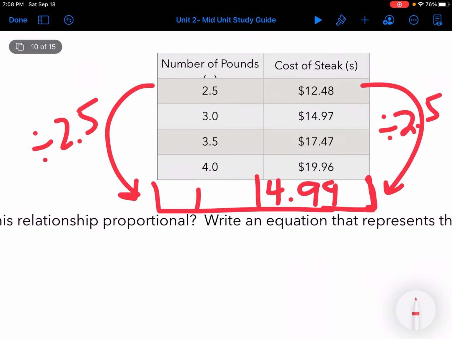So is 3 times $4.99 going to give me $14.97? Yes. 3.5 times $4.99, I get 17.465. Well, the 5 tells the 6 to round up to 47. So that checks out. My calculator, 4 times $4.99, and I get $19.96. Yes.